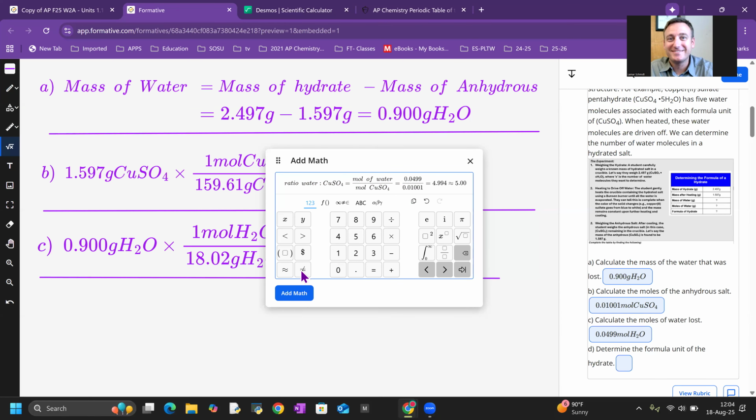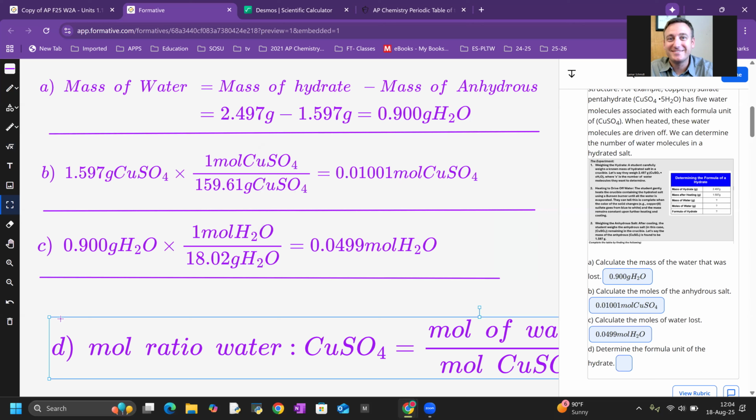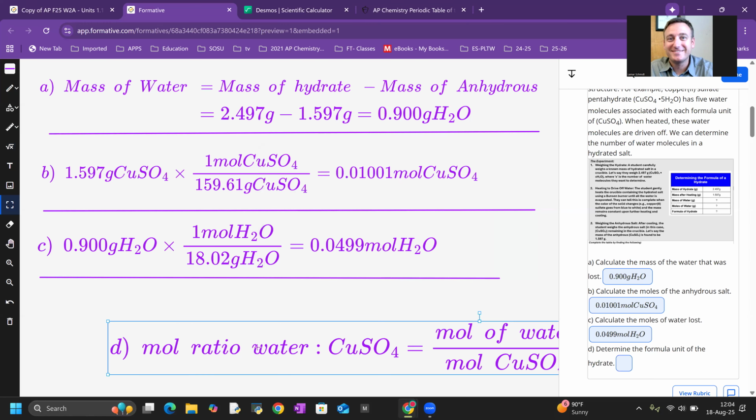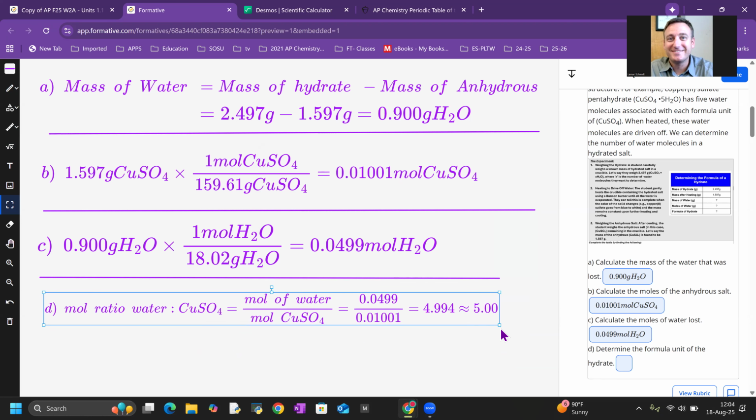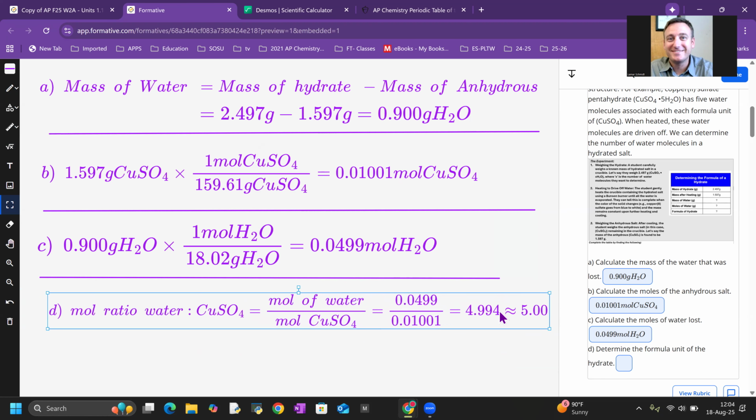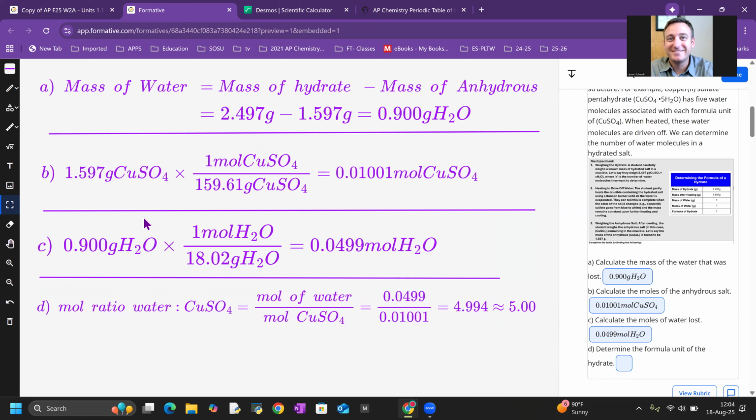All right, so we know the ratio is 5:1 water to copper sulfate. So we know that for every 1 mole of copper sulfate, we have 5 moles of water. Well, how does this affect our formula?